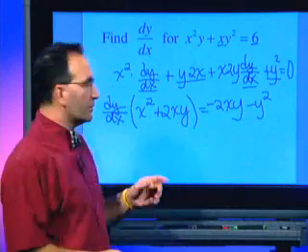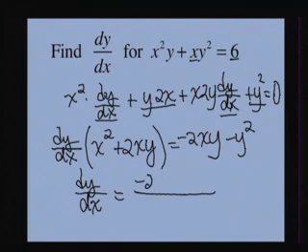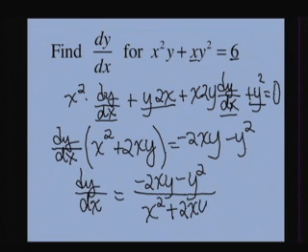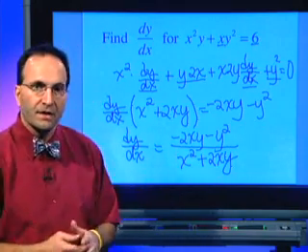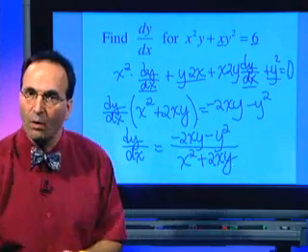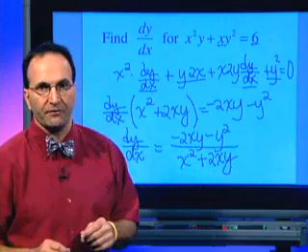So now we can solve for dy/dx, which is going to equal negative 2xy minus y squared all over x squared plus 2xy. And that gives us the derivative dy/dx. Now, it's of course in terms of both x and y, but at least we were able to find the derivative through this method of implicit differentiation.